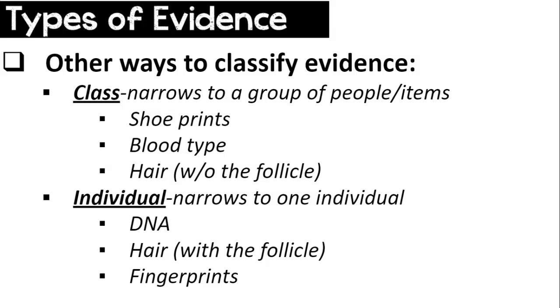And with hair, the follicle is the defining feature that would link you to an actual person, but if you just had a piece of hair that fell out, again, you could link it to a brunette or a blonde, but you wouldn't be able to get the individual. So anything that's a little bit more broad would be class, and anything that's individual would be anything that could legitimately get you to that one singular person. So DNA, hair with the follicle, fingerprints. Okay, so these are just various ways that we classify evidence, and we're going to focus on different case studies to look at what evidence was collected and what that type of evidence is and what it meant to the case itself.